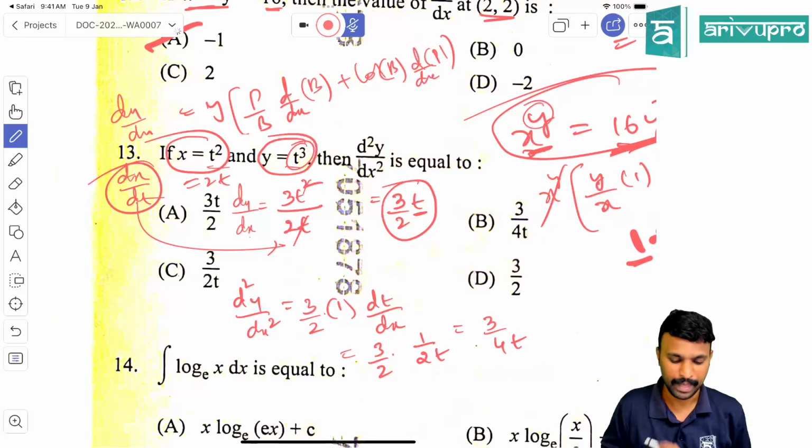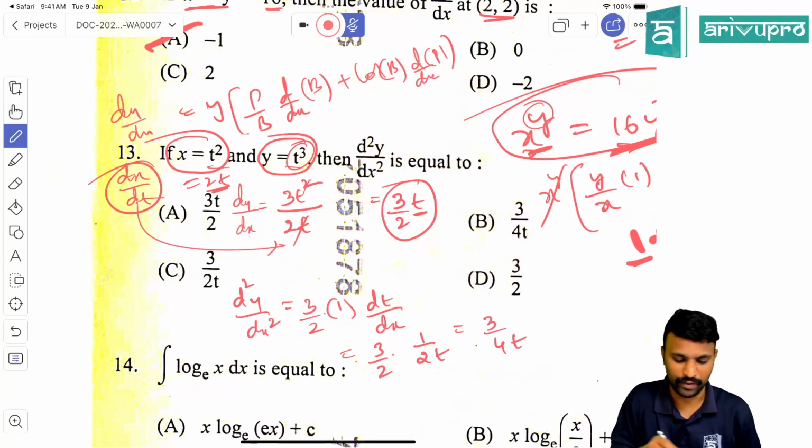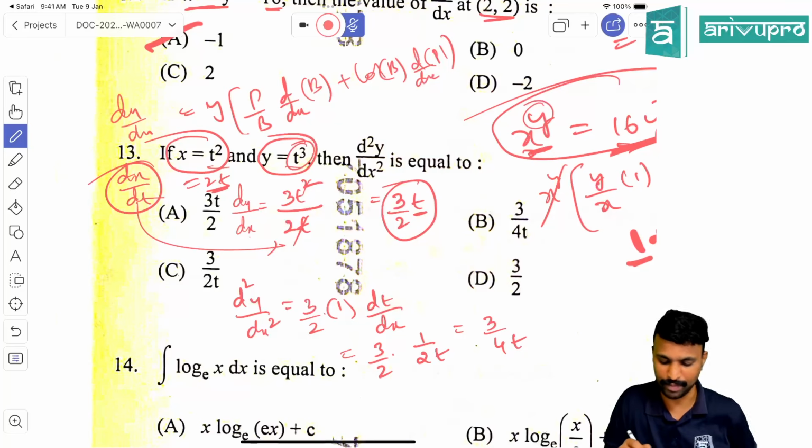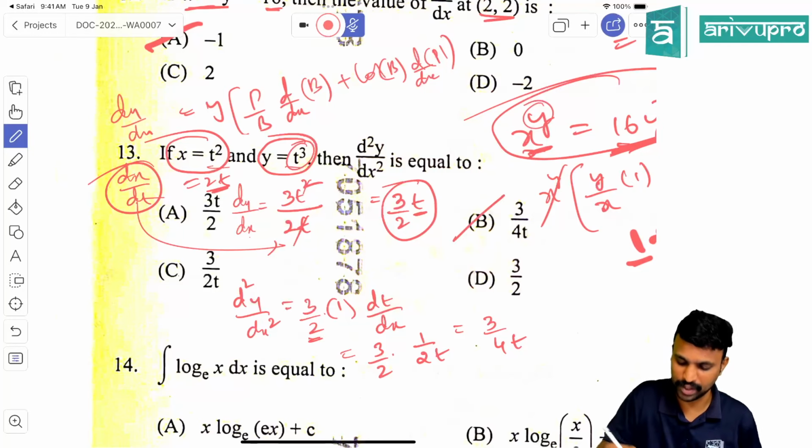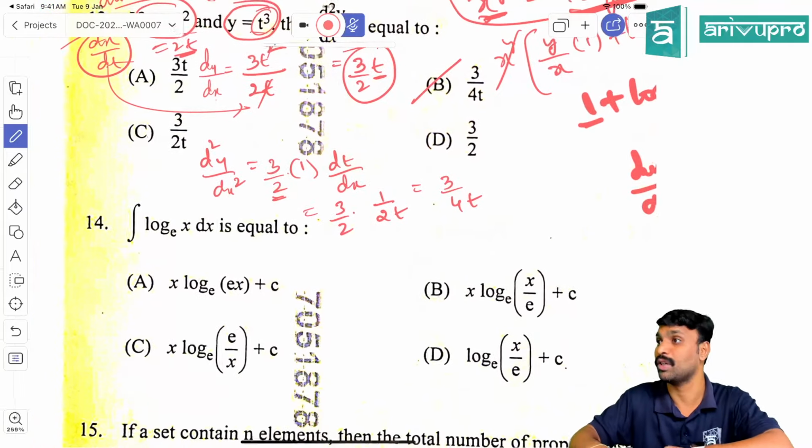Have you understood? Dx by dt is 2t. Obviously dt by dx is nothing but 1 by 2t. So 3 by 2 is already there. 3 by 2 into 1 by 2t is nothing but 3 by 4t. Option B is the right answer. Have you understood?